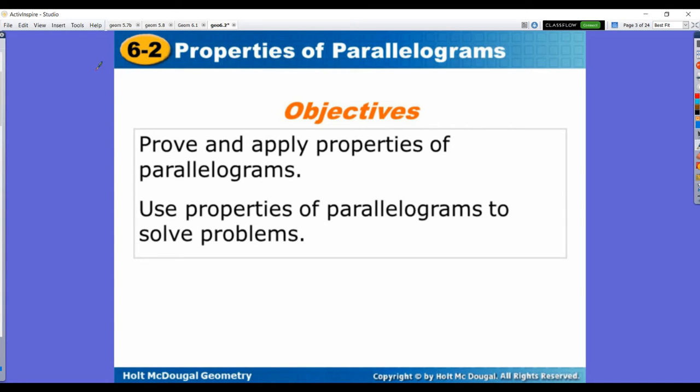All right, and Chapter 6 is all about polygons. We're going to be taking a look at different types of polygons, looking at the properties of those, and then using those properties to solve some problems. Okay, so here we're going to be taking a look at what the properties of parallelograms are, and then we're going to solve some different geometry problems involving that.